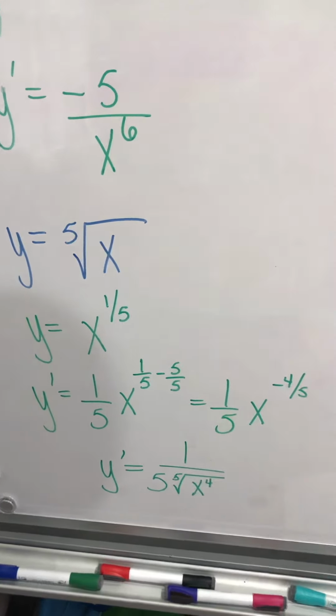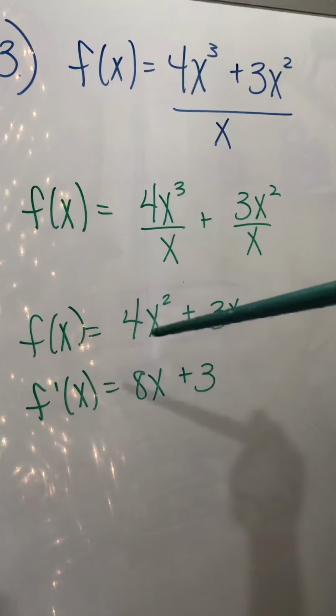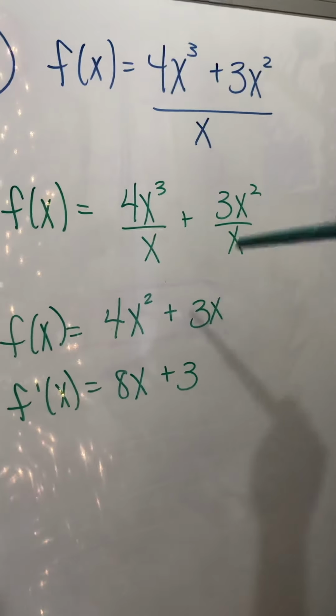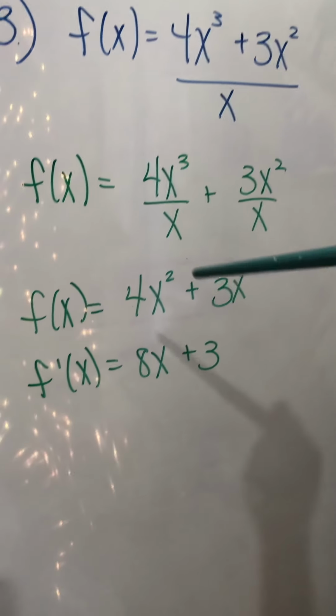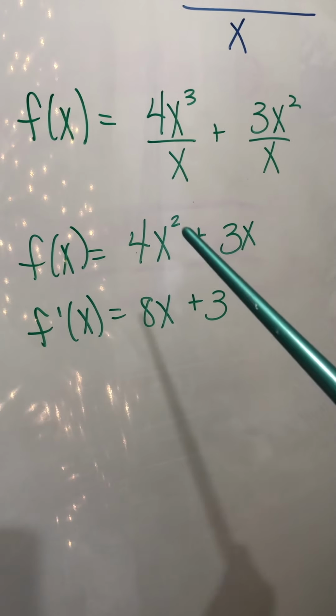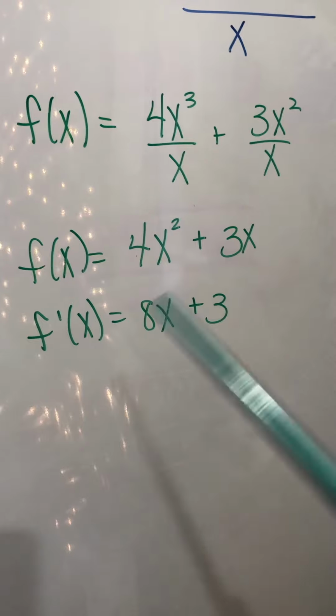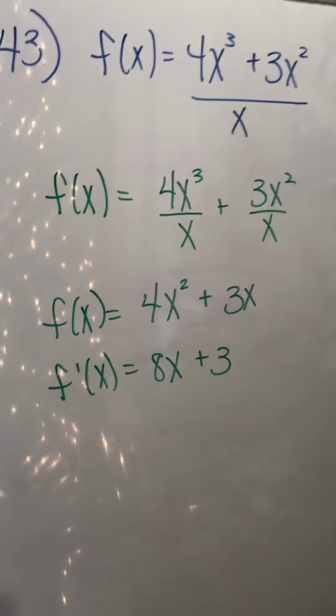And then we can just simplify, so x cubed over x cancels out and you're left with x squared. X squared over x cancels out and you're left with x. And then you can just take the derivative of this polynomial. So it's going to be 8x plus 3. All right, and that's how you do those problems.